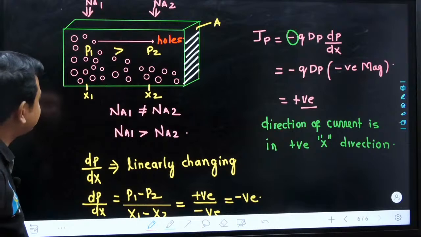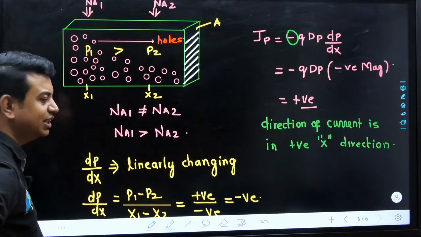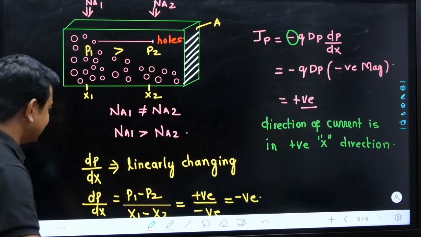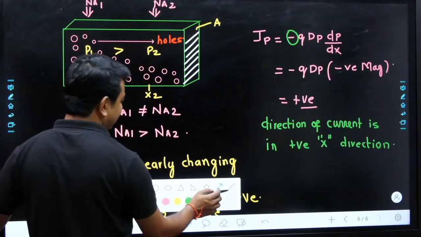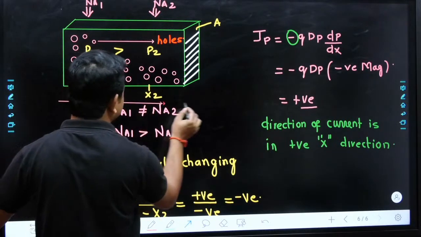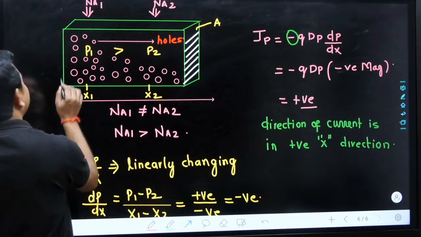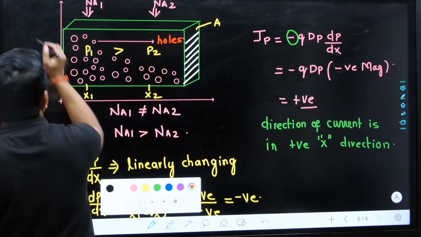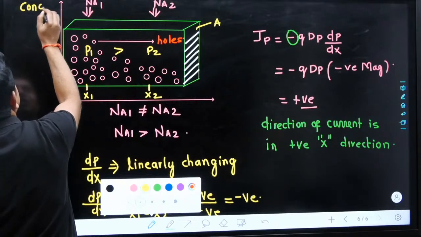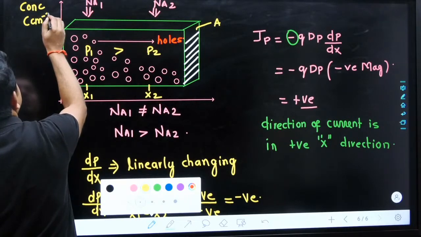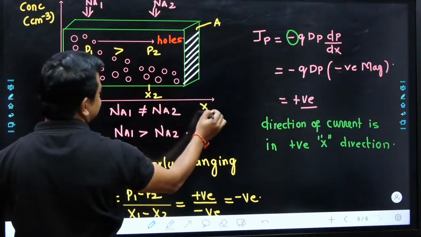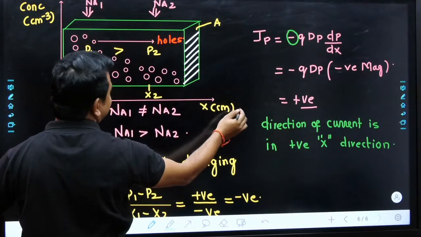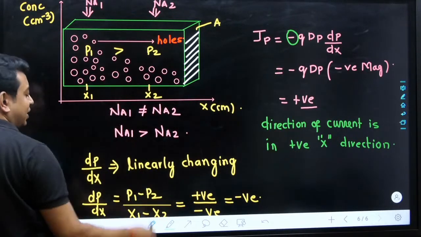What will be the direction of current? Sir, direction of current is in the same direction, that is positive x direction. So, if you plot a graph with respect to distance like this, and this will represent the concentration. The y axis represents the concentration, which is changing with respect to distance x in centimeter, and we have observed that the holes are moving in positive x direction.